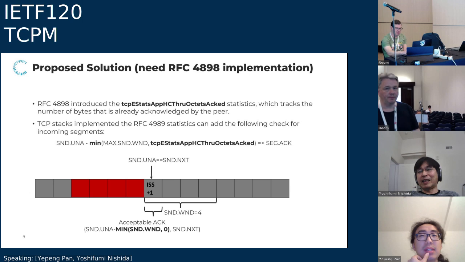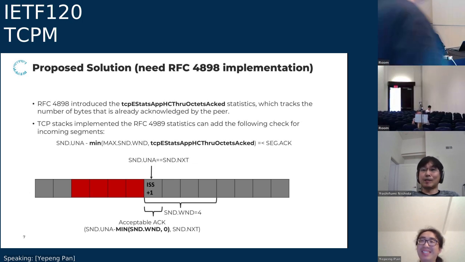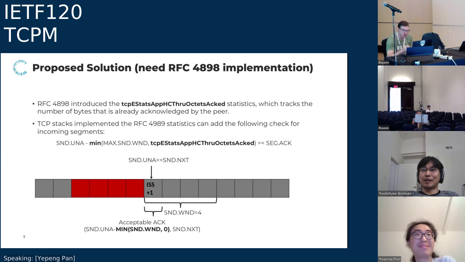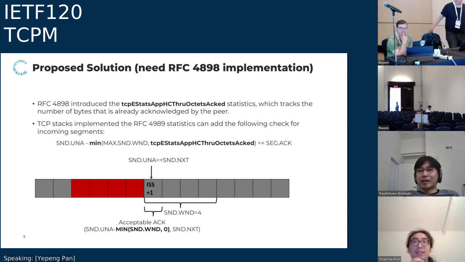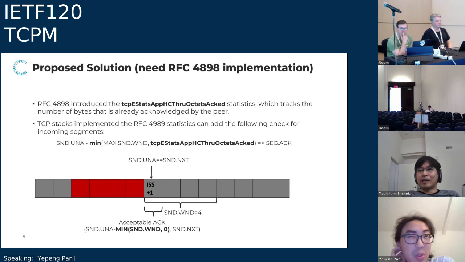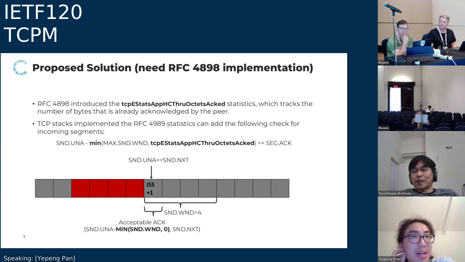Maybe I should send a message to the mailing list. Yes, our current draft doesn't consider if it happens to have an overflow in this problem. So it could happen. If it's large enough and it wraps around, then this could happen.